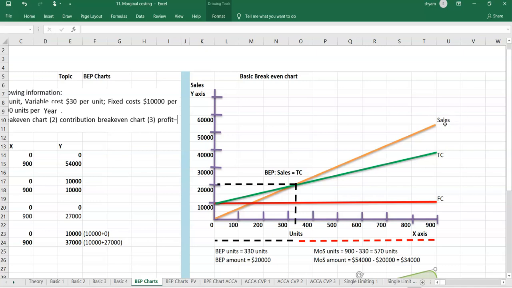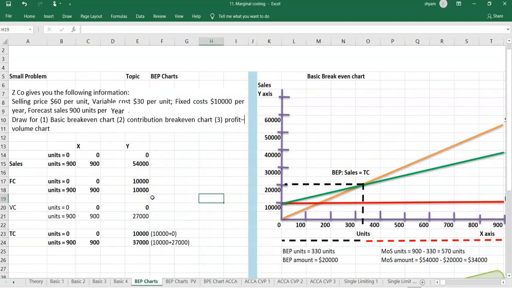When sales is more than the total cost, it's profit. And when the total cost is higher than the sales, which is this part, see, the total cost line is higher than the sales line, the orange line, so it is a loss. It's as simple as that. Hope you guys got an idea. This is about the BEP chart. This is a basic BEP chart.